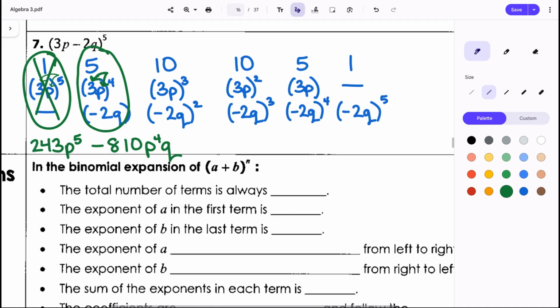Okay, so why don't you guys take like 2 minutes here and see if you can finish expanding this. See if it goes faster.